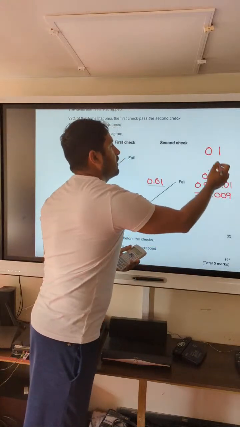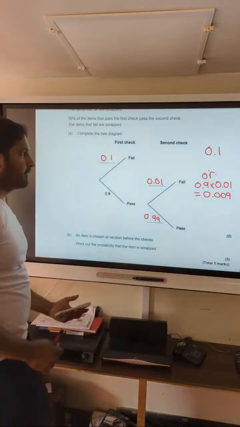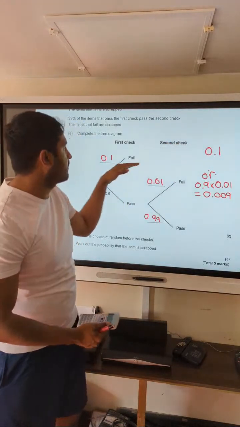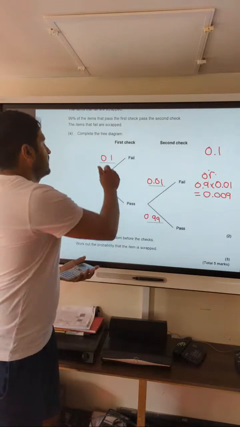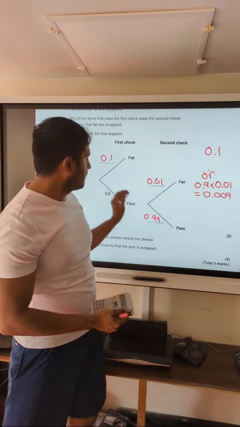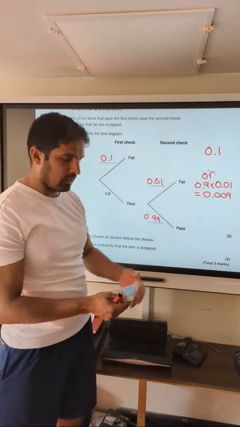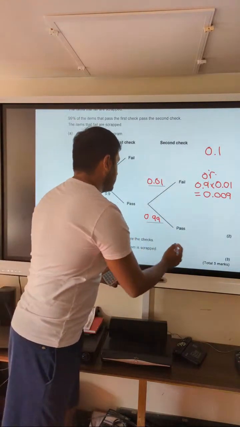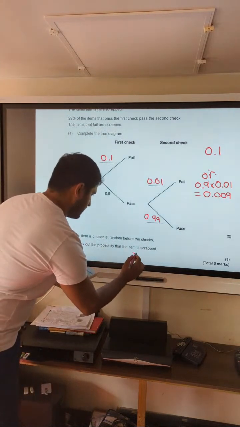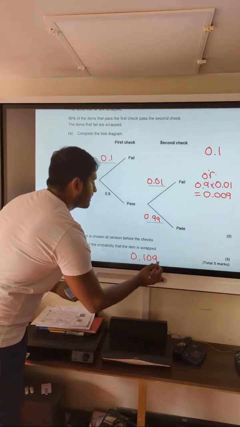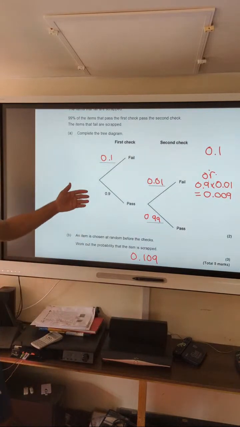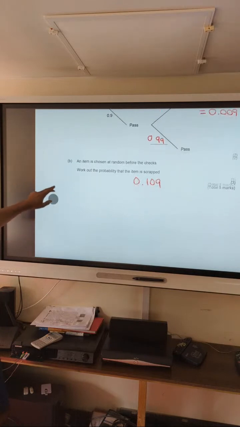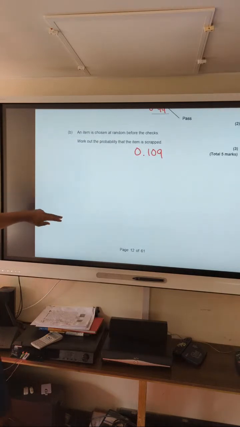So these are the two possibilities that you can describe. Then if you're using the word or, you need to add them. So it's scrapped with probability 0.1 on the first check, and it can also be scrapped if it passes and then fails, which is a really low probability. So add that to 0.1 and we get our scrapping probability, 0.109. Okay, that's the probability that the randomly chosen item would be scrapped. So 5 marks for that quick question.